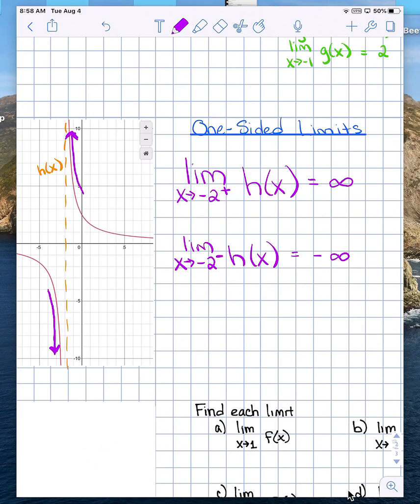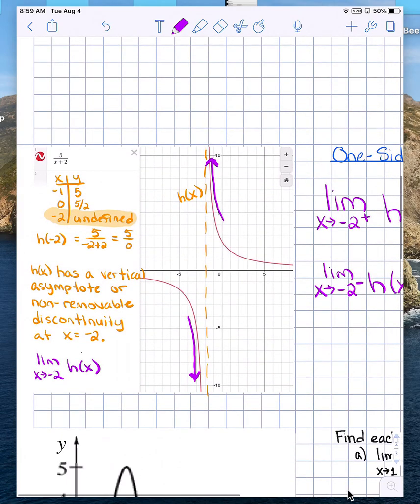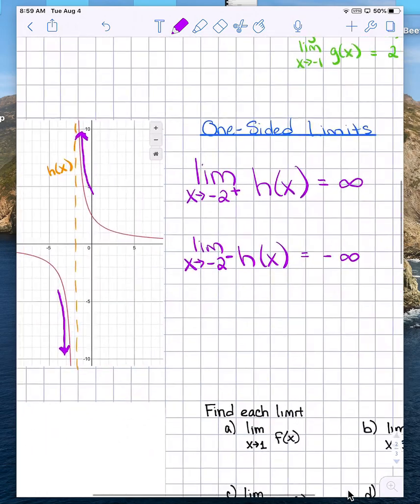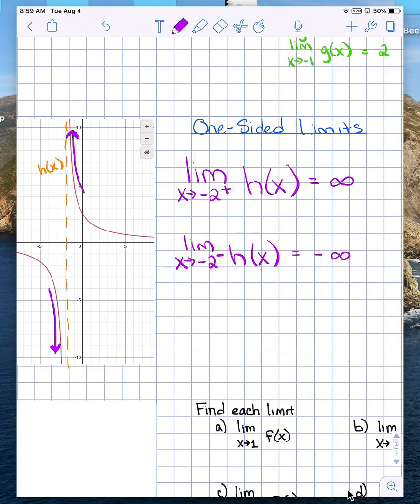Okay, but we haven't actually answered the question I was asking of you. I asked originally, what is the limit of this function as x approaches -2? That means looking at the left and the right at the same time. So let's pull this all together. If I then look at the limit of h of x as x approaches -2, remember this means from the right and the left.